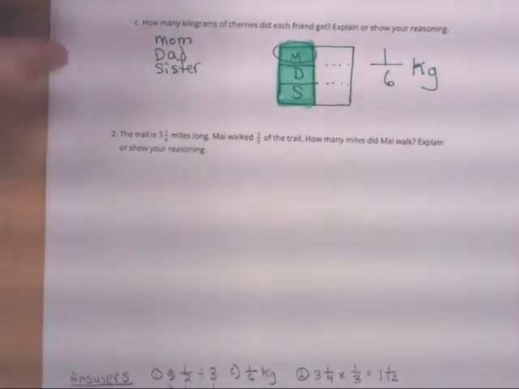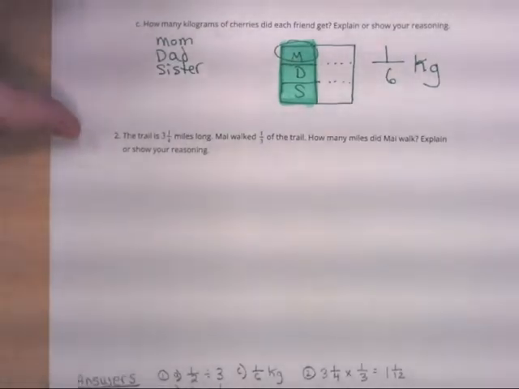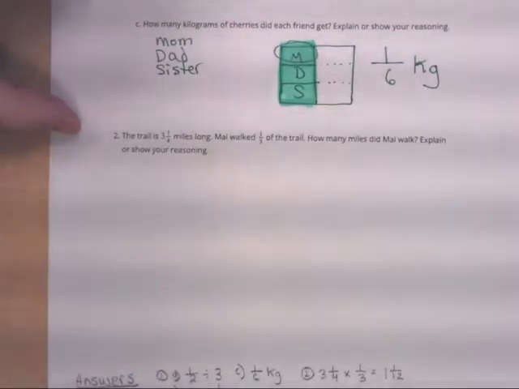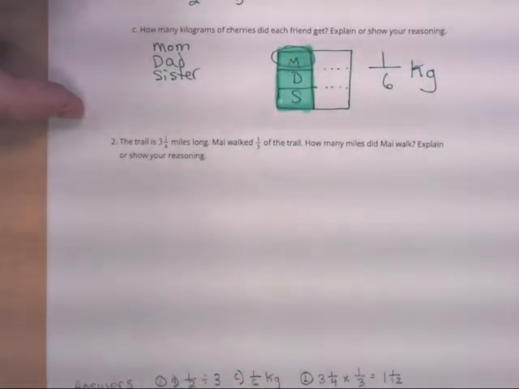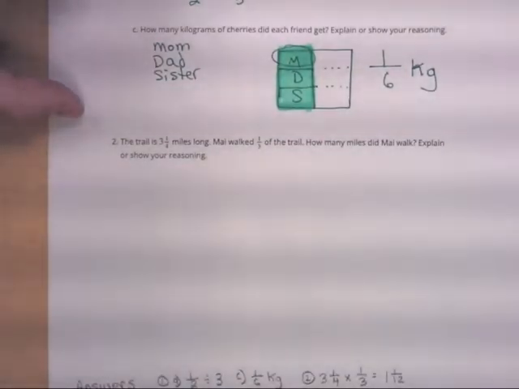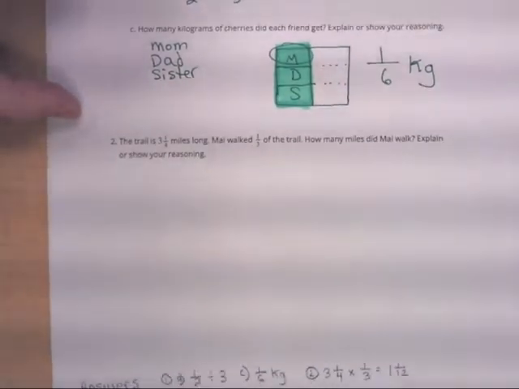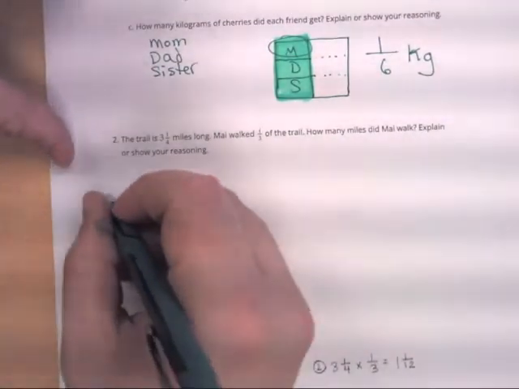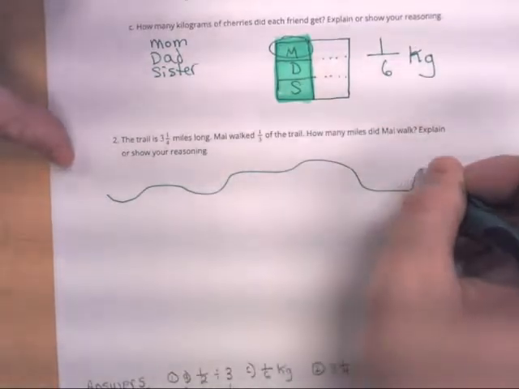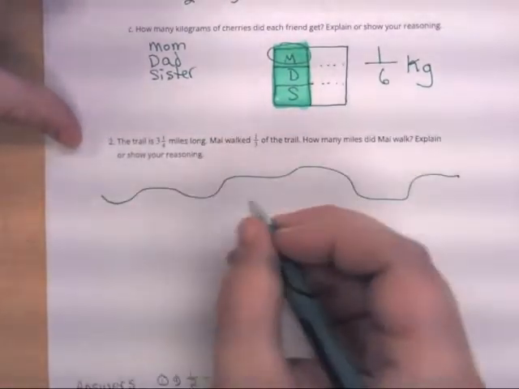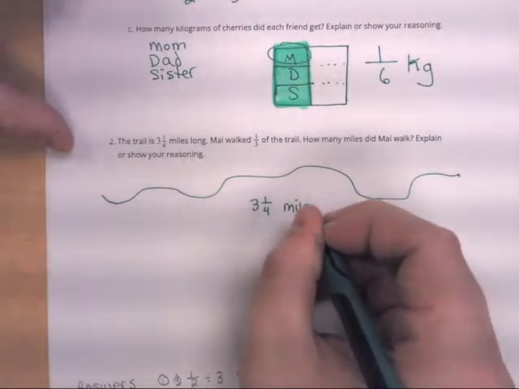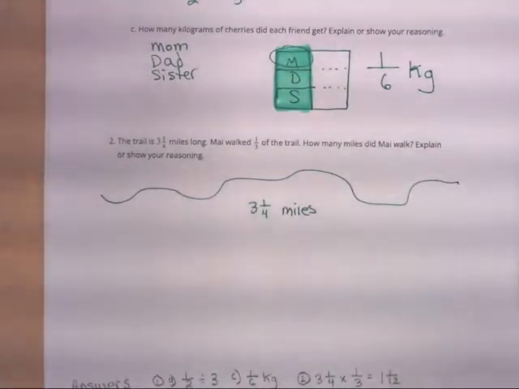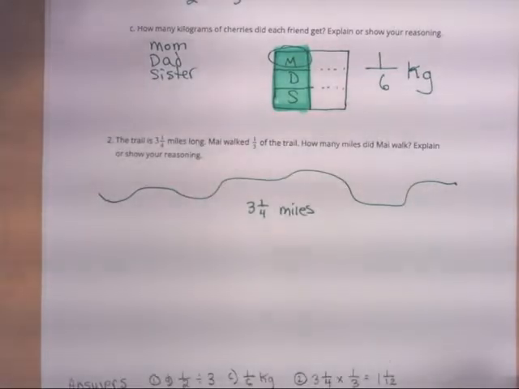So this situation tells us that a trail is 3 1/4 miles long. May walked 1/3 of the trail. How many miles did May walk? Explain or show your reasoning. So, let's say I had this trail. Okay, it's pretty long. It's 3 1/4 miles long. So it's definitely a trail that's not going to take me 5 or 10 minutes to complete.